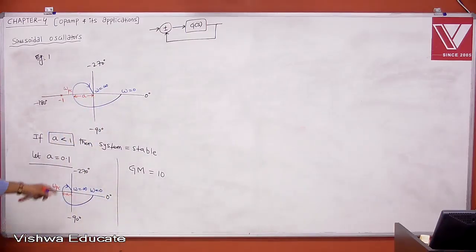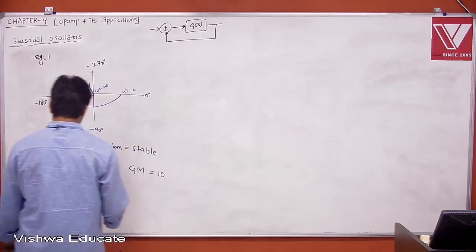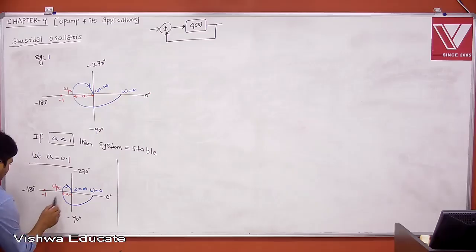The factor with which if you multiply A, it crosses 1. That is what is your gain margin. Actually, here itself I can explain. Therefore, this is nothing but your gain margin. Your gain margin is equal to 10.